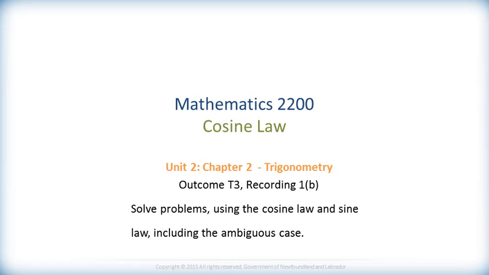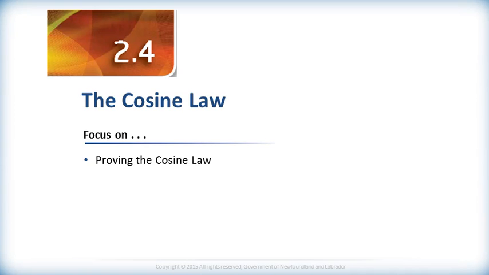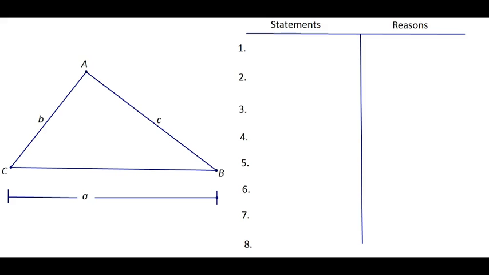Hello and welcome to recording 1B on the cosine law for Unit 2, Chapter 2, Trigonometry, Mathematics 2200. We'll be focusing in this recording on proving the cosine law. We'll begin by considering a triangle ABC with the vertices named as shown and the sides named as shown.